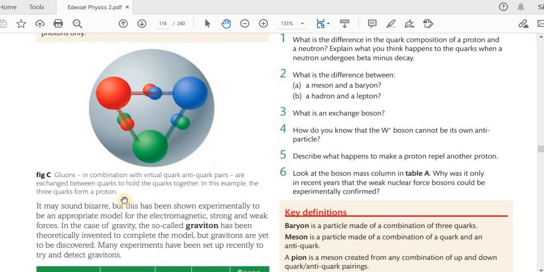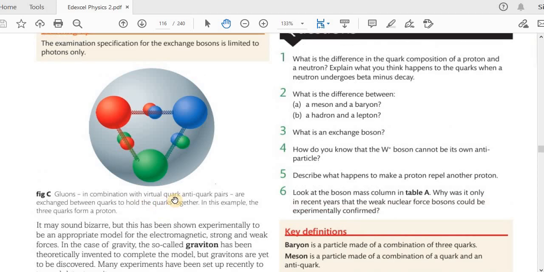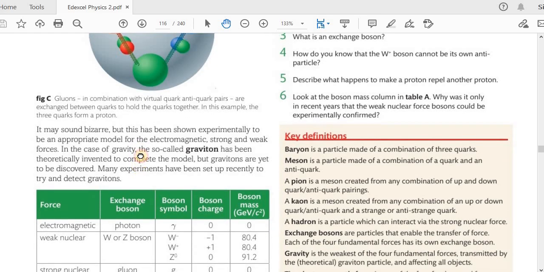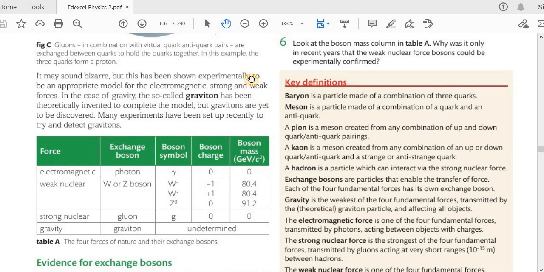Gluons in combination with virtual quark and antiquark pairs are exchanged between quarks to hold the quarks together. In this example, the three quarks form a proton. It may sound bizarre, but this has been shown experimentally to be an appropriate model for the electromagnetic, strong and weak forces. So this is a hypothesis. They come up with this based on the theory.